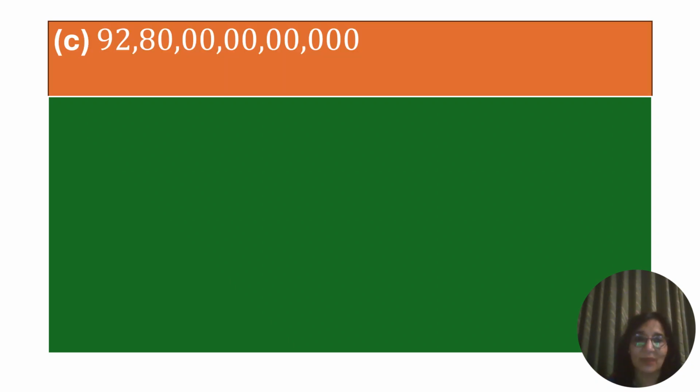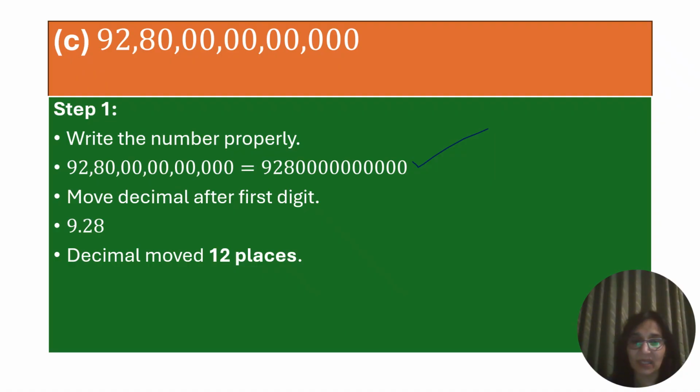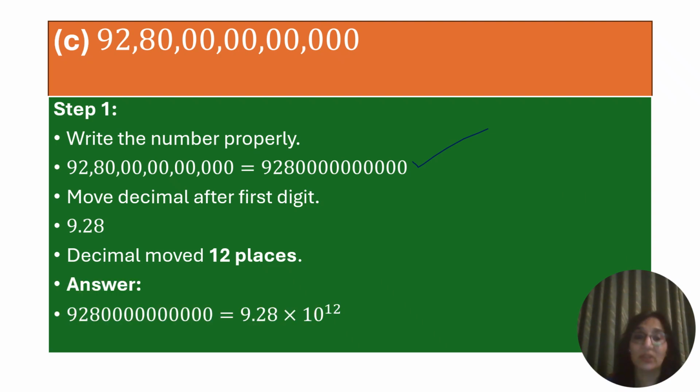Let's see the other question, number C. Now here, first thing, you need to write the number properly. So removing all the commas, we get this number. So you have to write the number in this form. Now moving further, you move the decimal after the first digit. Again, I'm repeating it, you need to move the decimal after the first digit. So this becomes 9.28. So how many places did the decimal move? It moved 12 places. So your answer will be 9.28 into 10 to the power 12.